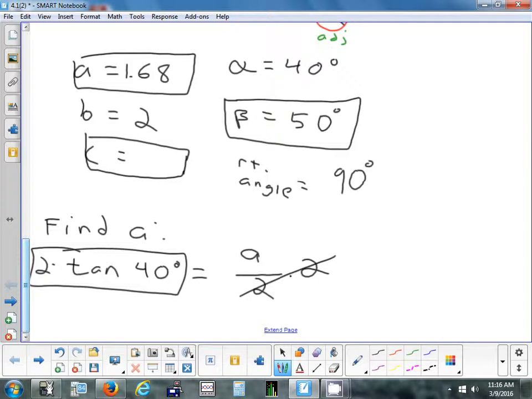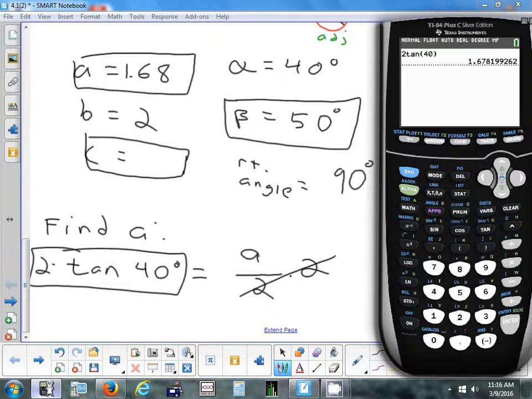Anybody tell me why using the Pythagorean Theorem is probably not the best idea? Because A could be wrong. Right. Now, if A is wrong and you use it, you're going to get C wrong. Now, let's even say A is right. Why is this not the best number to use? 1.68. Yeah, it's rounded. The answer isn't really 1.68.